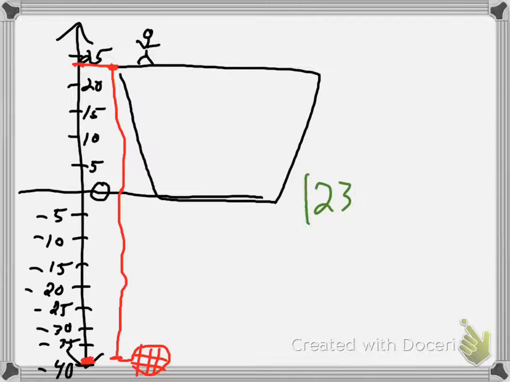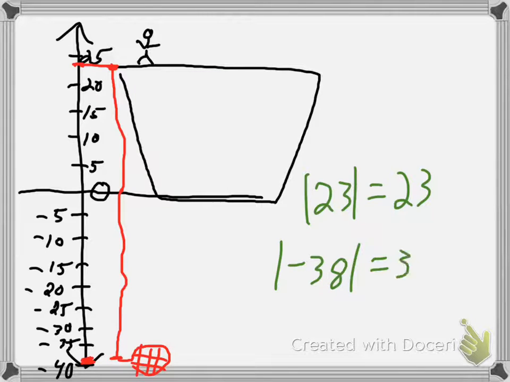Okay, I'm going to use the absolute value of 23 to find my total distance away from 0, which is 23. Now I'm going to use my part below sea level. Below sea level, I know I'm at negative 38 feet. So for negative 38, I'm going to use absolute value to find my total length away from 0, and that's going to be 38.